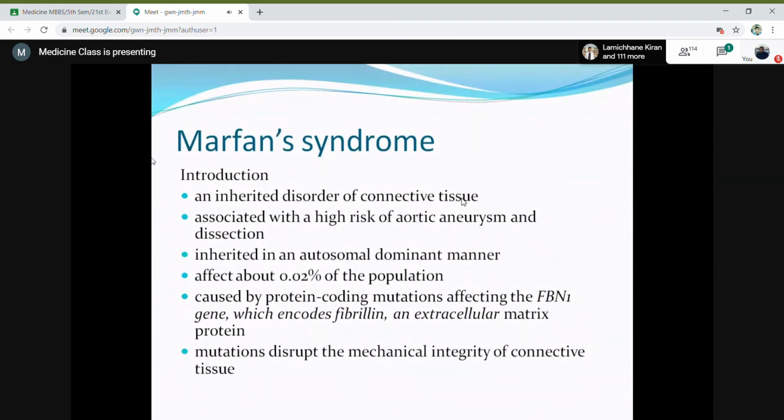Now, shortly regarding Marfan's syndrome. Marfan syndrome is an inherited disorder of connective tissue, and it is often associated with aortic aneurysm and dissection. It is inherited in an autosomal dominant manner and affects around 0.02% of the population. It is caused by a protein coding mutation affecting the FBN1 gene, which encodes fibrillin, an extracellular matrix protein. This mutation disrupts the mechanical integrity of the connective tissue.